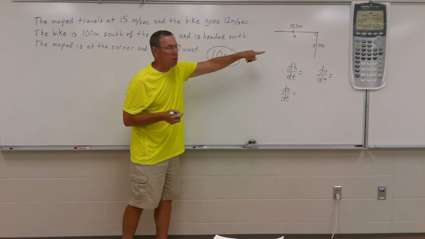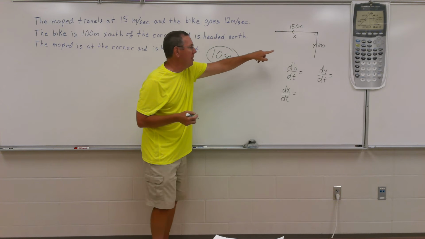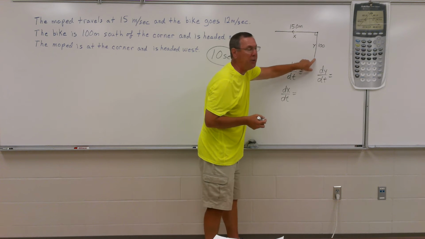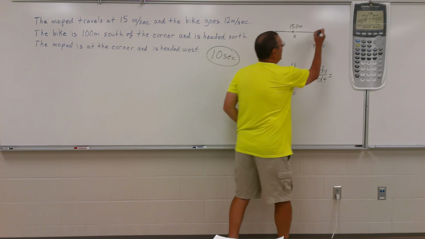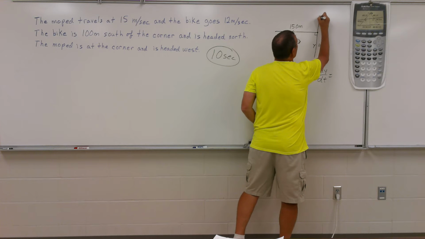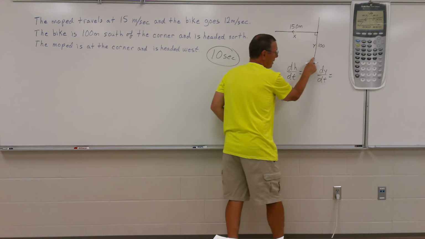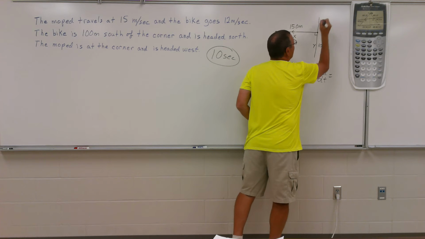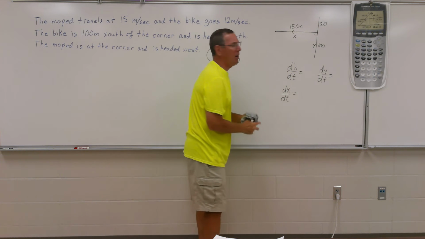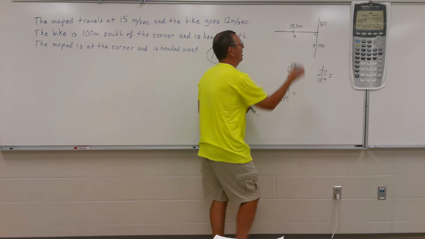So now look at your picture. They told us in the original problem that the bike starts 100 meters south. Okay, and now it's going 10 times 12 is 120 meters. So that bike is actually up here, this way. If it went up 120, then this should be 20 meters right there. I'm going to change my 150 and my X around. I think I had them where I wanted them the first time.